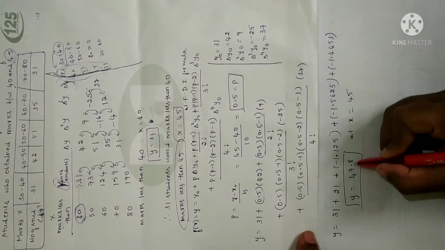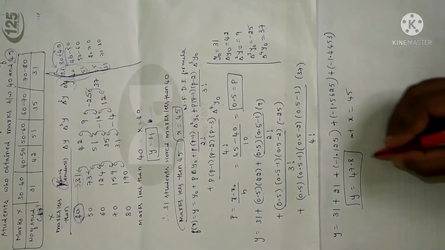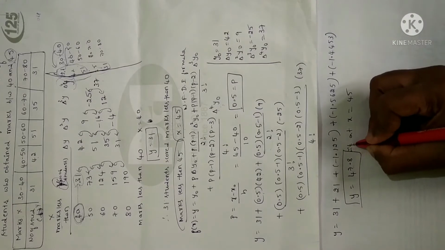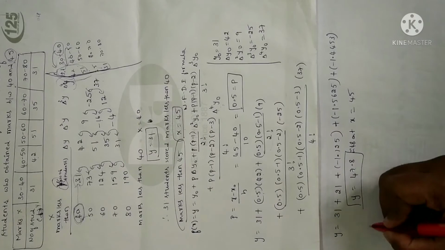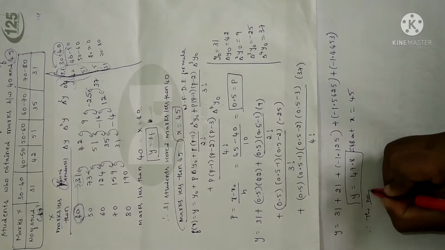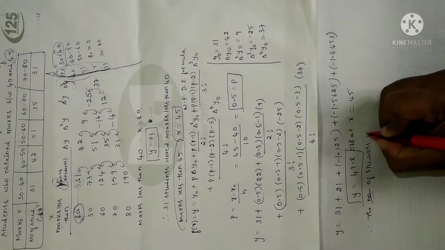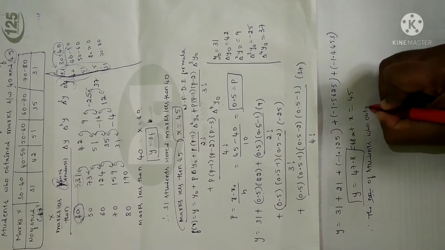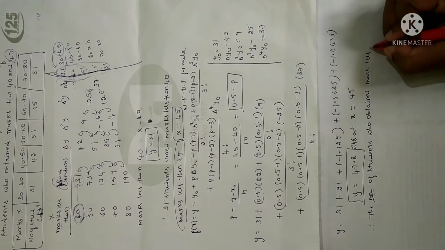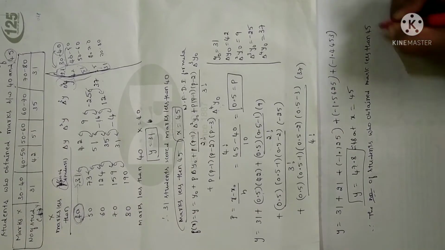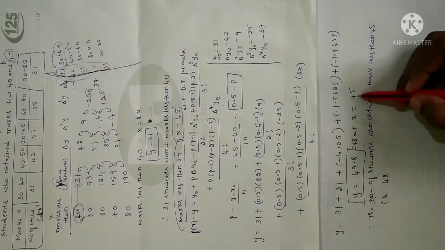So do we have a fractional value? The number of students cannot be a decimal, right? The number of students must be a whole number. So let me approximate this as 48. Therefore, the number of students who obtain marks less than 45 is 48 members, right? 48 members score marks less than 45.